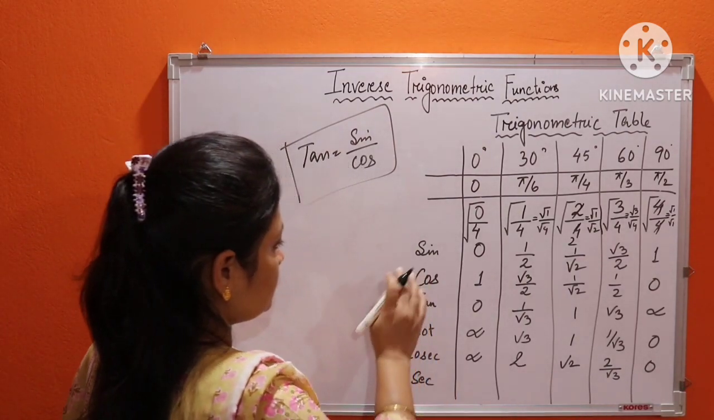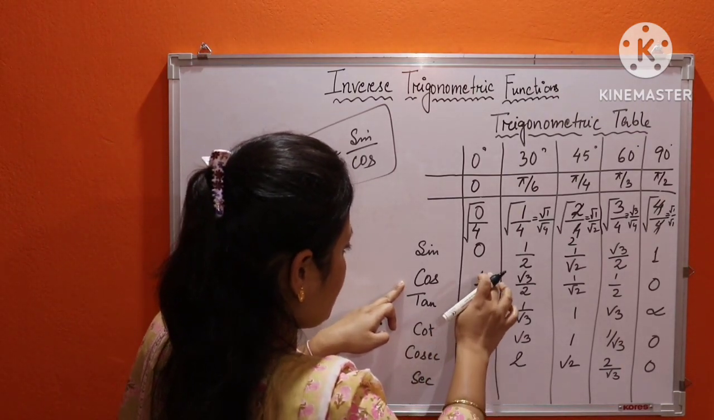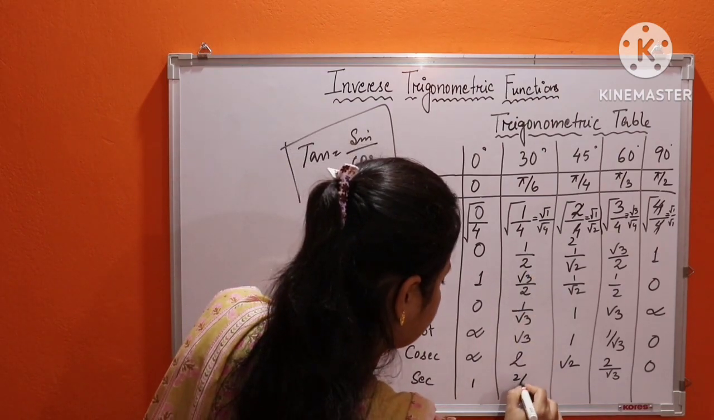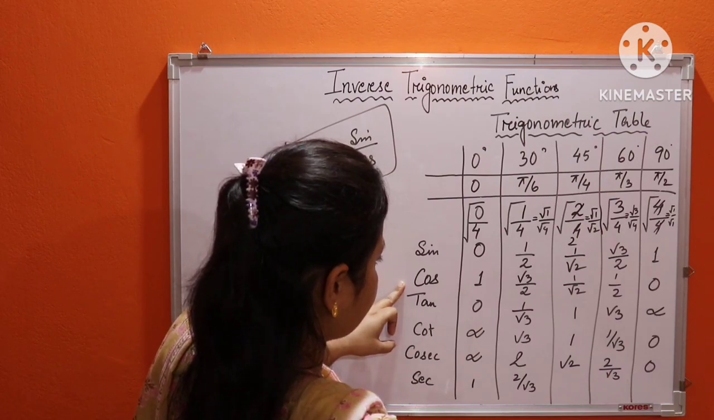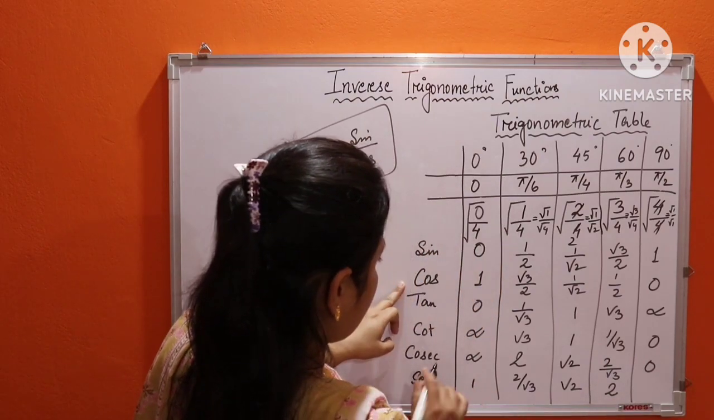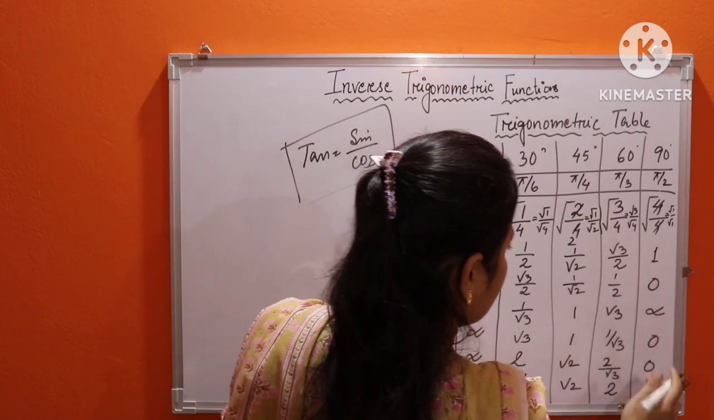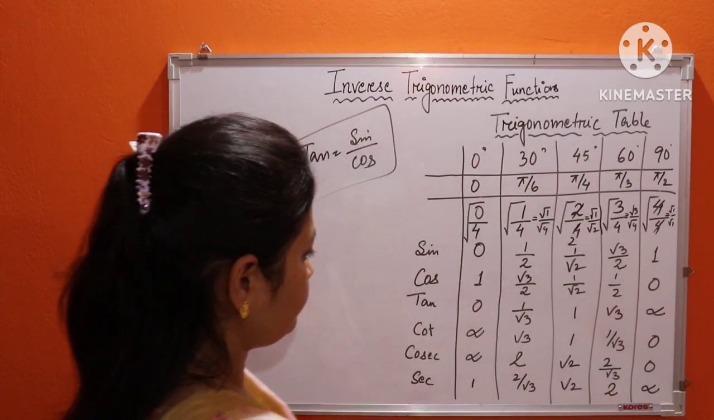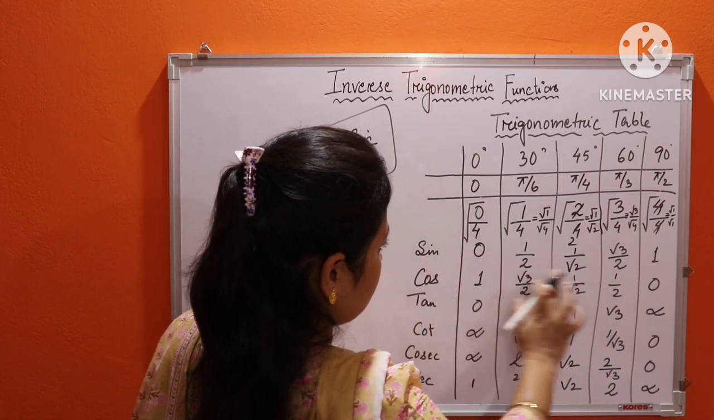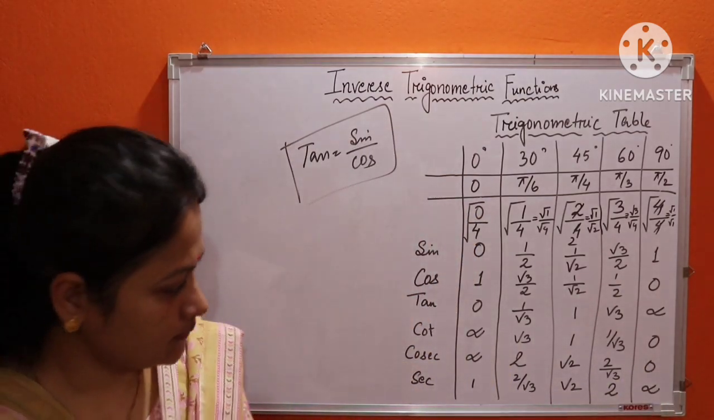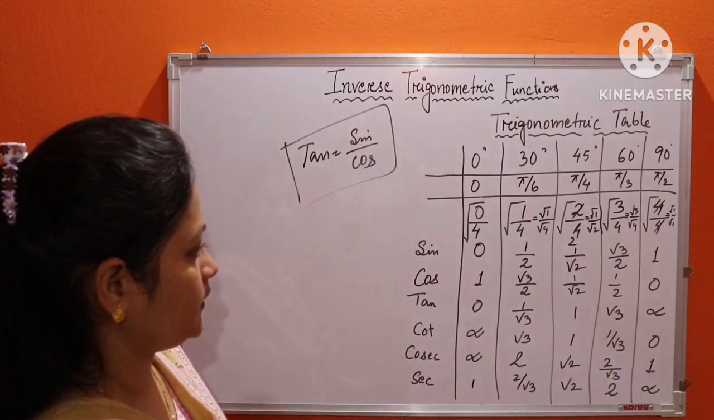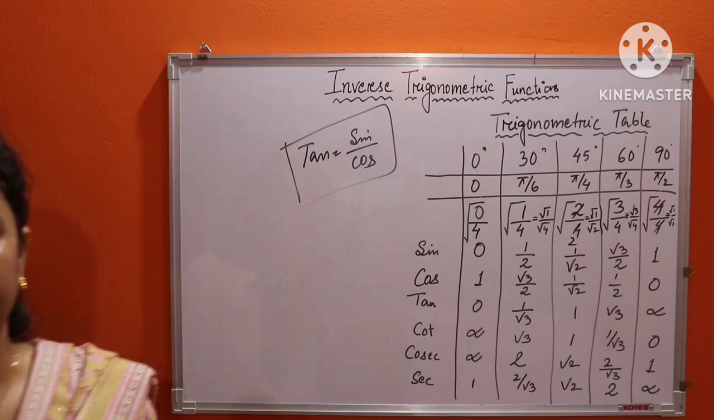Sec, the reciprocal of cos, 1 by 1, 1, 2 by root 3, root 2, 2 and 1 by 0 will be infinity. Okay, just a mistake here. Cosec, 1 by 1 it will be 1, not 0. Cosec it will be 1. Isn't it? So we formed a trigonometric table.